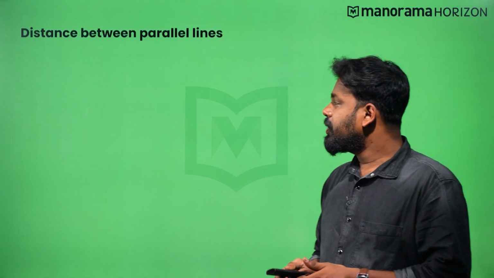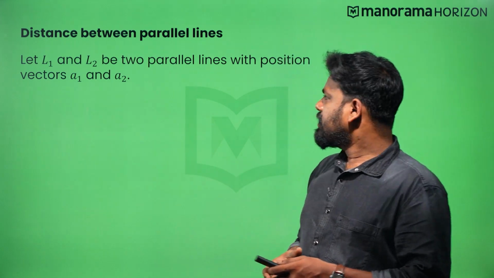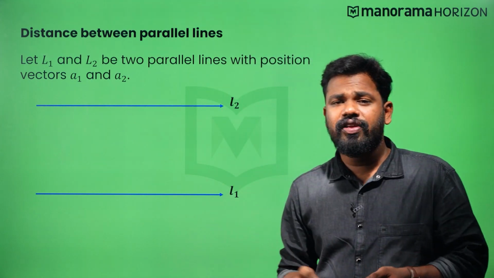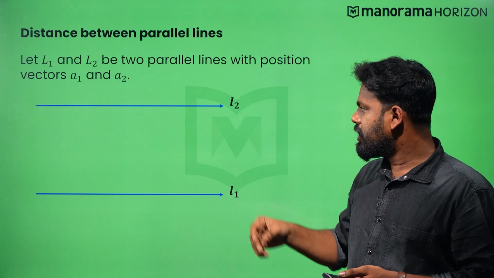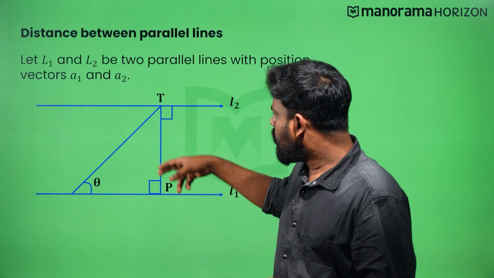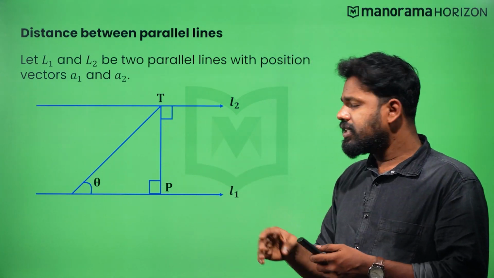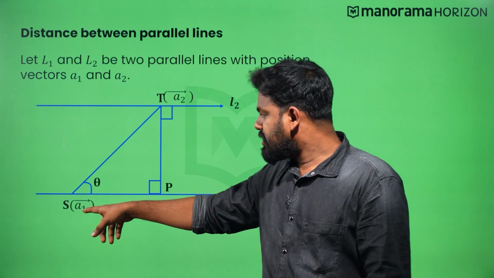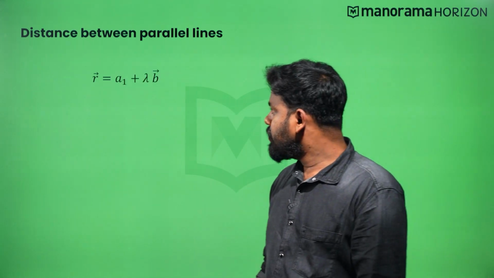Now, what will be the distance between two parallel lines? Let L1 and L2 be two parallel lines here with position vectors A1 and A2. And I have two vectors which are parallel, that is L1 is parallel to L2 here. Now, here if I have to find out the shortest distance, that is PT. PT will be the shortest distance, not this line, because that is longer than the PT here. Now, I am putting this as A1 and here I am putting it as the position vector A2.